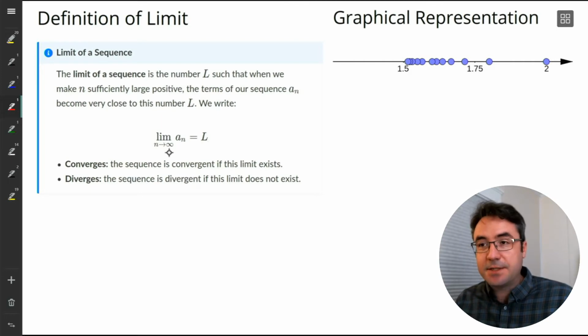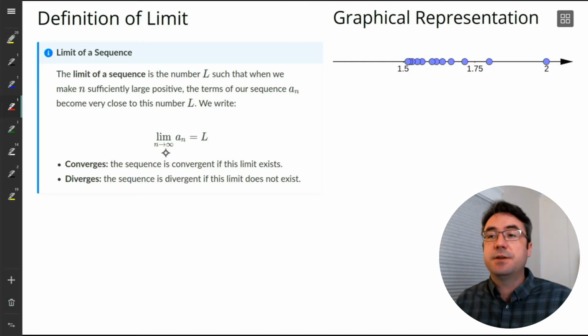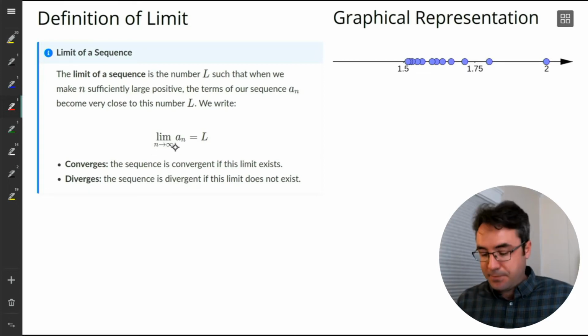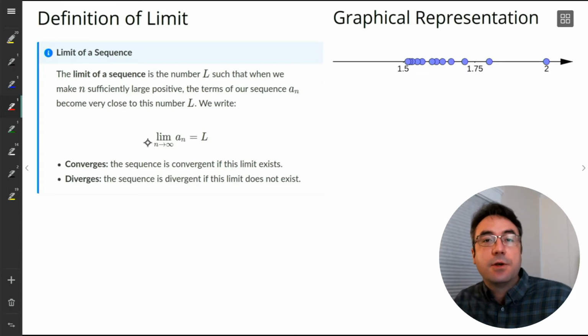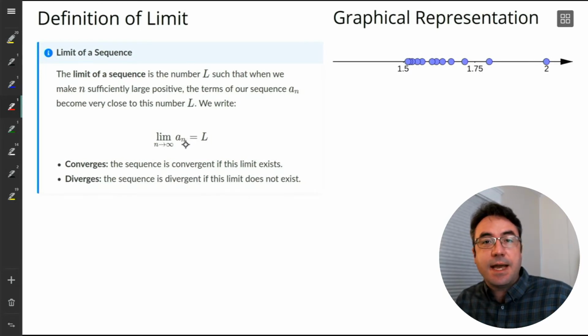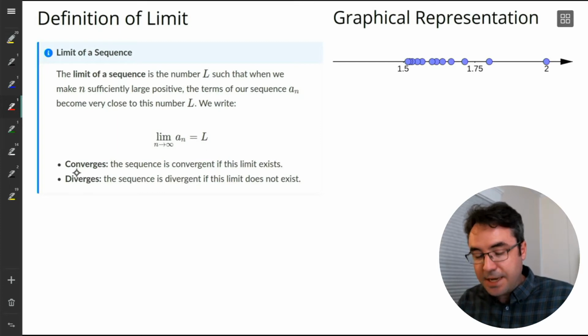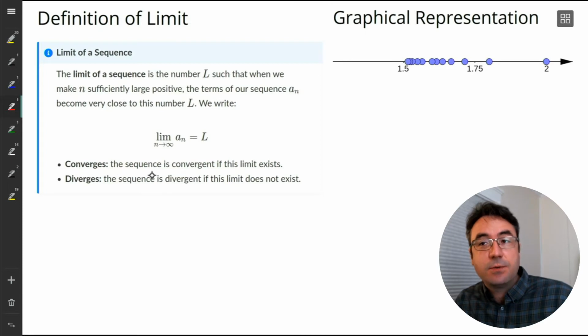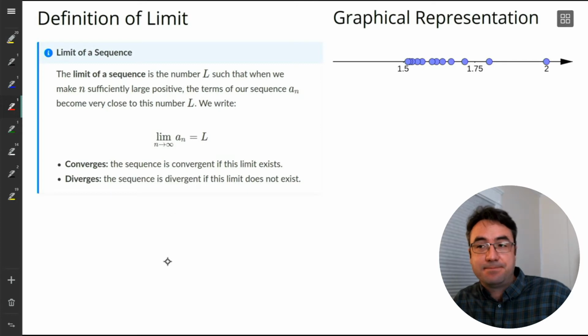So the way we write this is with a very familiar notation that we first discussed when we talked about real variable functions. So we say the limit as n goes to infinity of our sequence a_n is equal to L. And we say a sequence converges or a sequence is convergent if this limit exists. It's actually a number. And we say that our sequence diverges or is divergent if that limit does not exist.